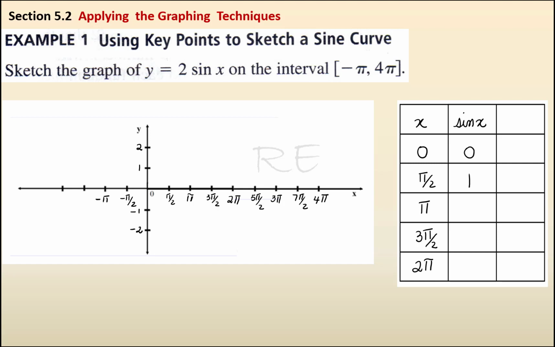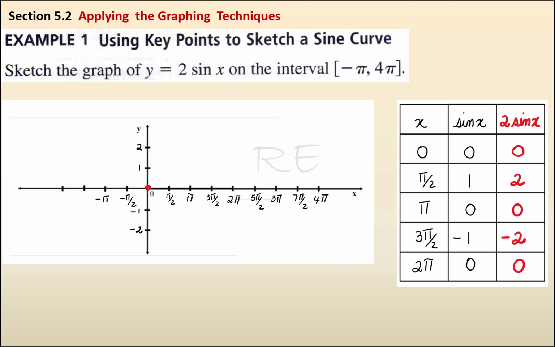Sine 0 is 0, sine pi over 2 is 1, sine pi is 0, sine 3 pi over 2 is negative 1, and sine 2 pi is 0. Now, 2 sine x: 2 times 0 is 0, 2 times 1 is 2, 2 times 0 is 0, 2 times negative 1 is negative 2, and 2 times 0 is 0.